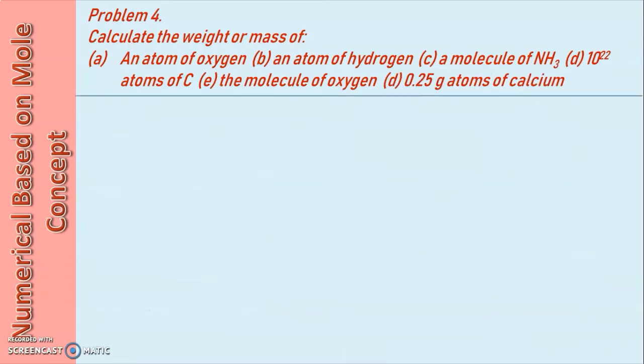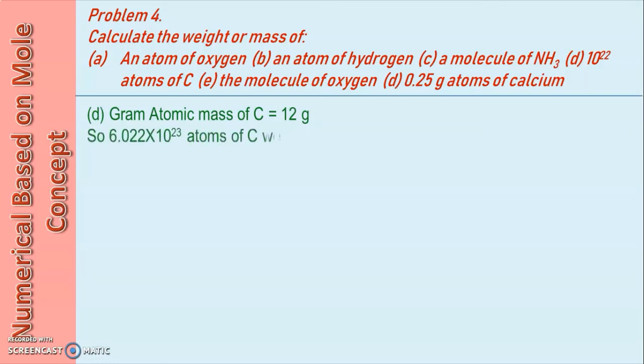Now the next is D, 10 to the power 22 atoms of carbon. The atomic mass of carbon is 12 gram. Gram atomic mass of carbon is 12 gram. What does it mean? 6.022 into 10 to the power 23 atoms of carbon weighs 12 gram. That means one atom of carbon, the weight will be 12 divided by 6.022 into 10 to the power 23.